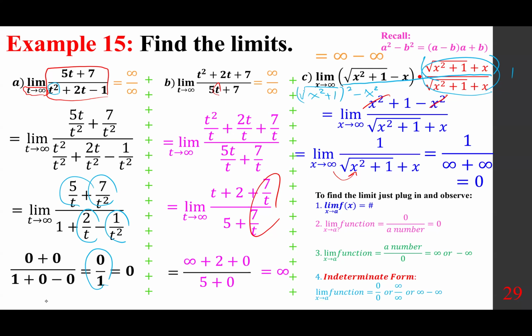So, to recap, when you have a rational expression and t is approaching infinity, the technique is to divide by the highest degree term in the denominator. When you have a square root and you get infinity minus infinity, the technique is to multiply and divide by its conjugate. A minus b and a plus b are considered conjugates.